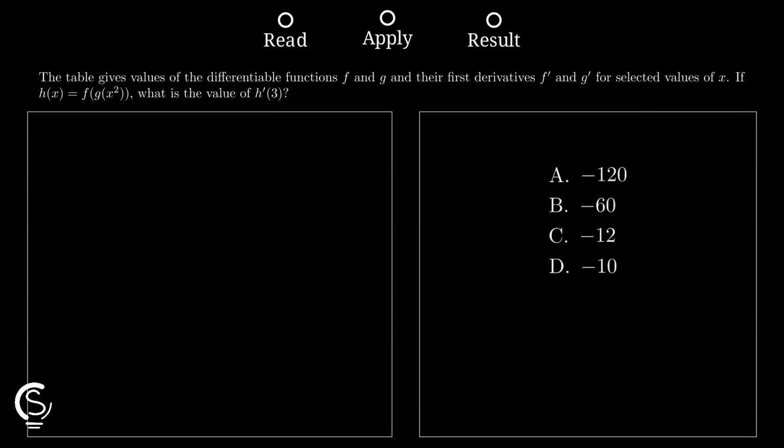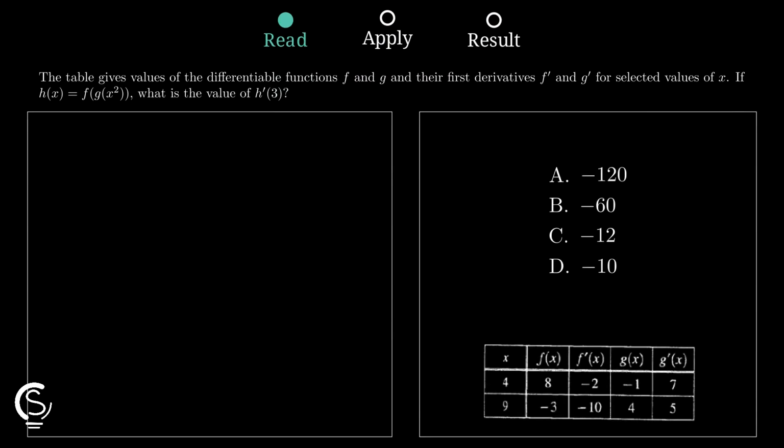First, we apply the chain rule twice to differentiate our function. The derivative of f of g of x squared is f prime of g of x squared times g prime.